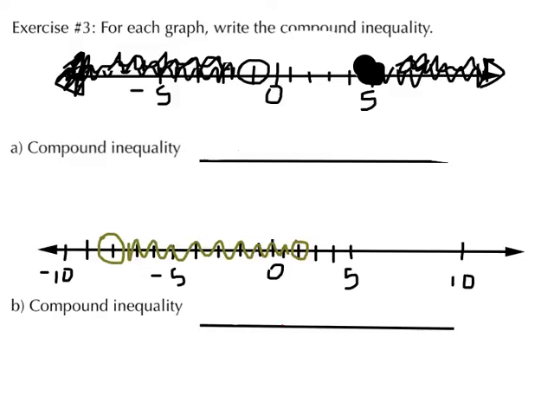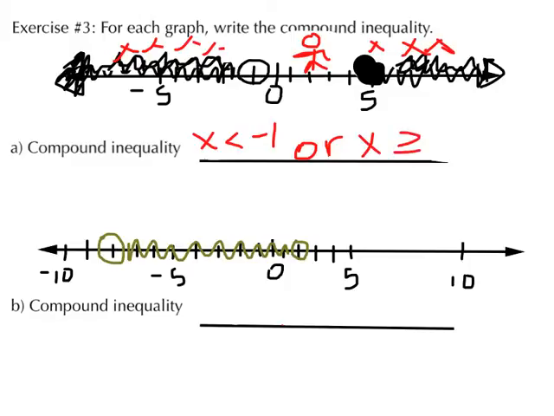For exercise number 3, for each graph, write a compound inequality. So right away I notice that this guy is an or statement because you can draw in your guy rowing his boat, so write your or word down. Remembering that these are all X values in here, so X is going to be less than -1. My X values on this side, including 5, don't forget, so X is going to be greater than or equal to 5.